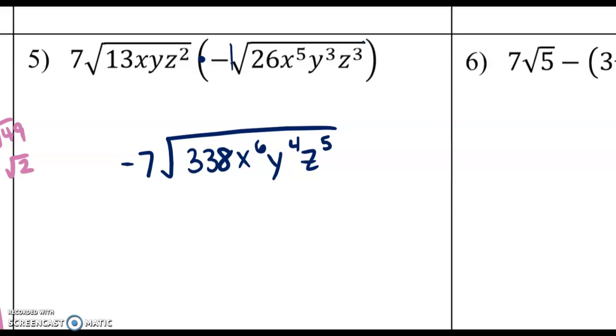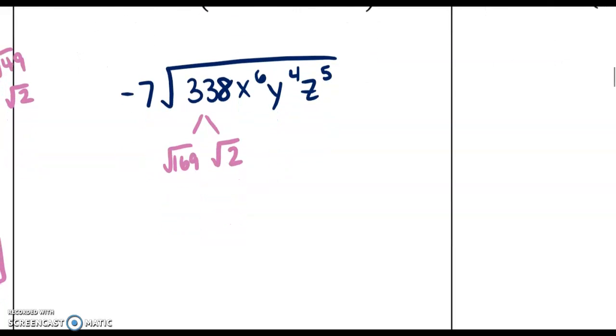338. So 338 is the square root of 169 and the square root of 2. So that ends up being 13 root 2. But I have to remember to multiply by the negative 7. So negative 7 times 13 gives me negative 91. And then inside my square root, I'm going to have a root 2. So I'm just going to leave some space there because I have to simplify all my x's.